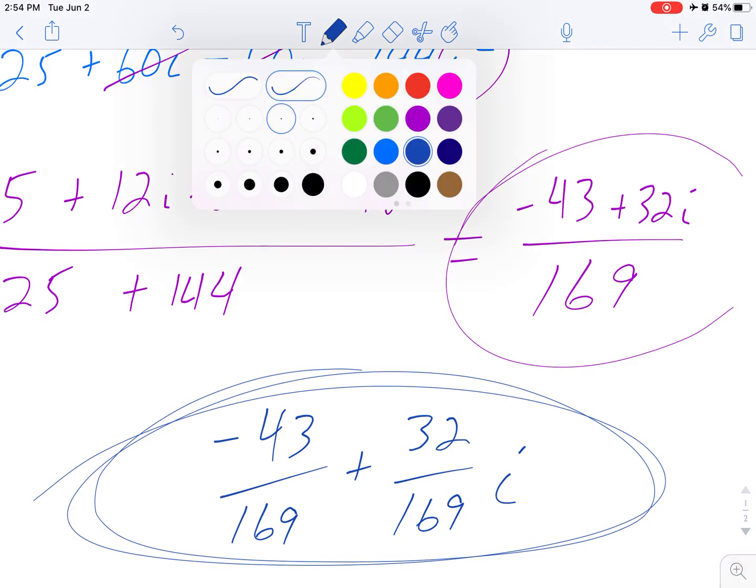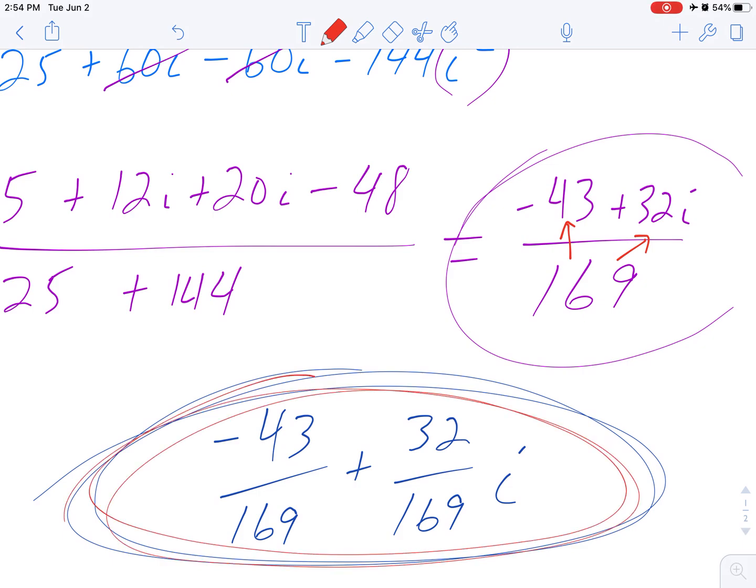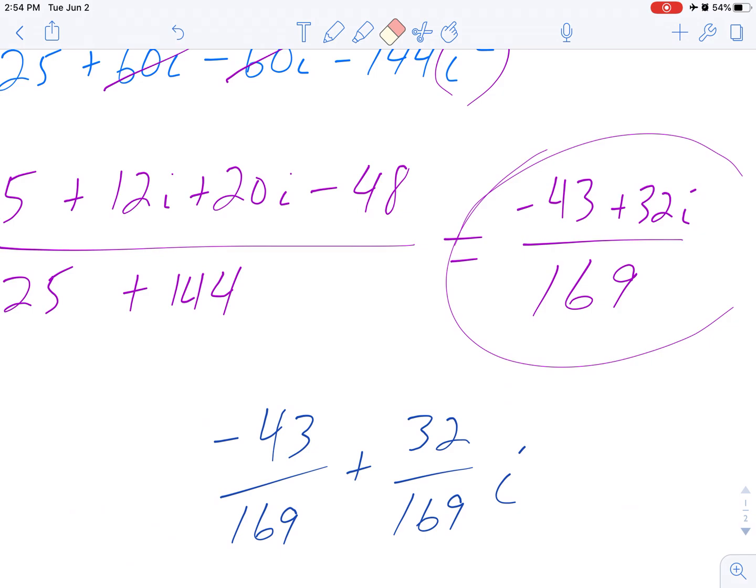You just have to break this fraction apart and think of it as this is our real part. This is negative 43 over 169 is our real part, whereas the imaginary part is the 32i over 169. So again, usually your answers are written like this in algebra, although this other one that I circled for me would be acceptable, but on my math lab, you may need to write it in this other form, okay?